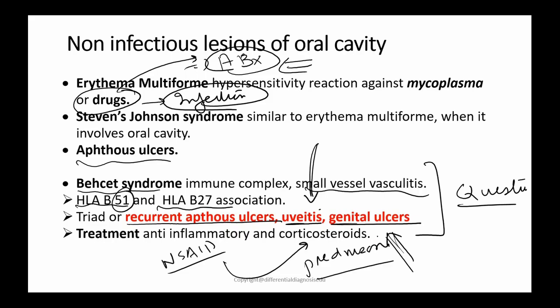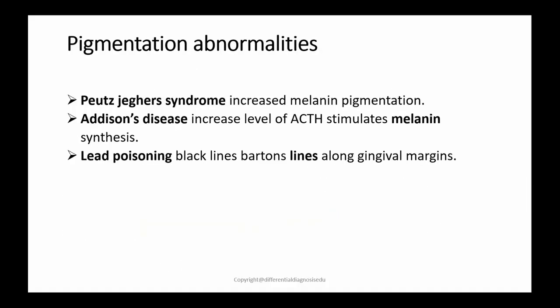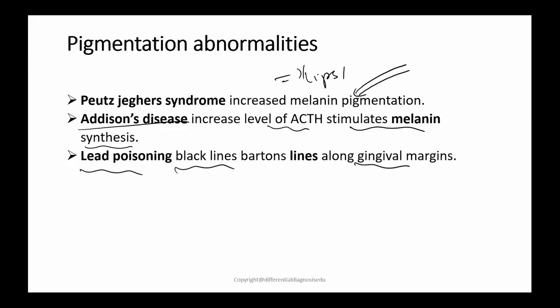Next is pigmentation abnormalities. Peutz-Jeghers syndrome, increased melanin pigmentation, commonly happens on lips. We will discuss in detail later today. Addison disease, increased ACTH level, which stimulates melanin synthesis, can also cause pigmentation abnormalities of the mouth. Lead poisoning, black lines on the gingival margin. More chronic.